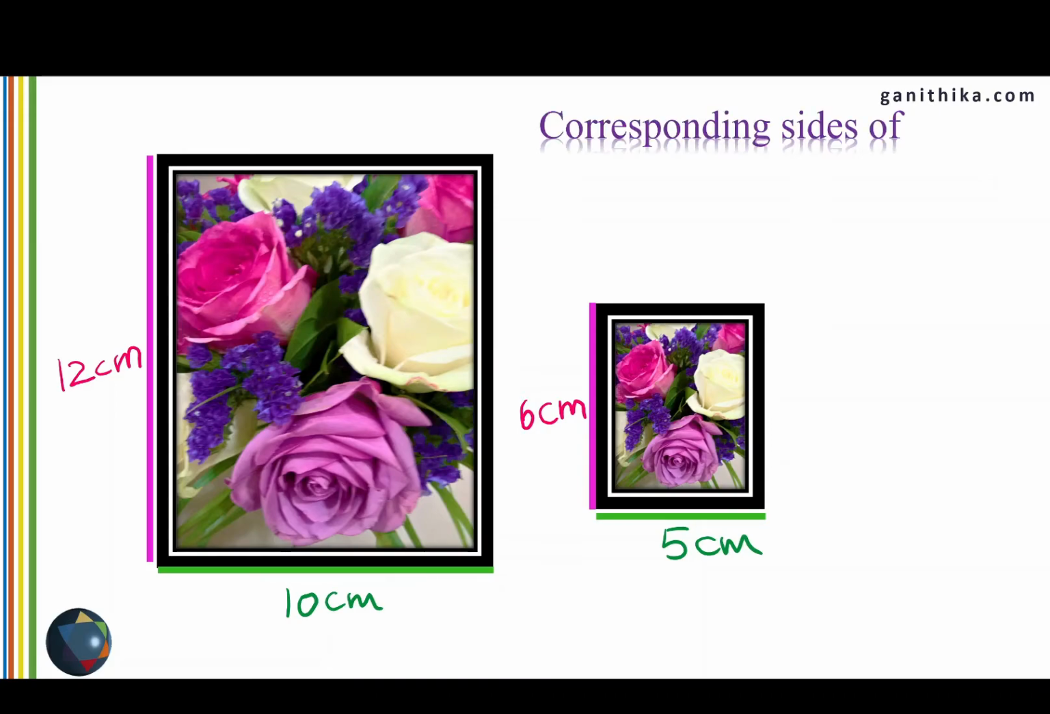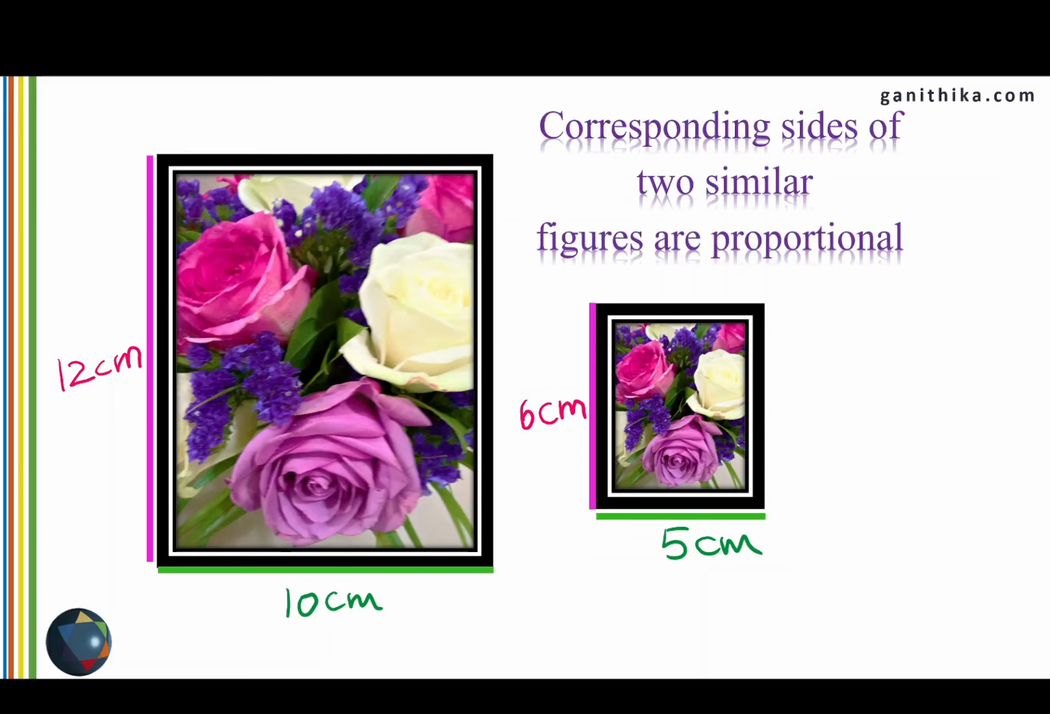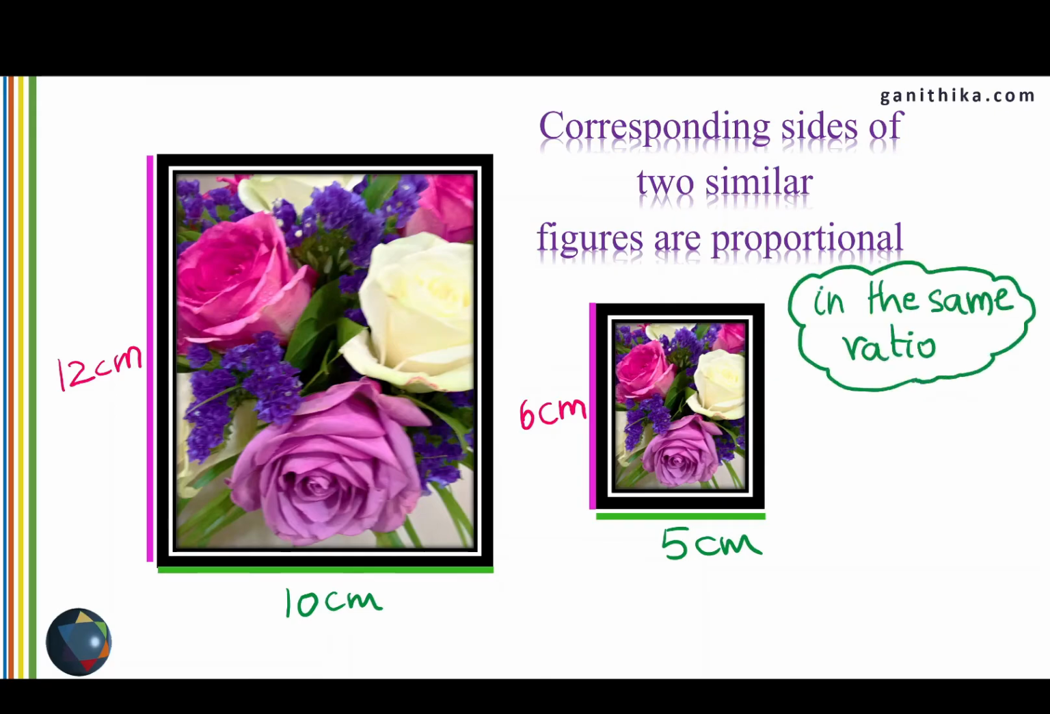Therefore, corresponding sides of two similar figures are always proportional to each other, which means they are in the same ratio. The ratio of the lengths is 12 to 6 and the ratio of the widths is 10 to 5, and both of them have the same ratio, which is 2 to 1. So if all the sides are in the same ratio and the shape is maintained, then we say that they are similar figures.